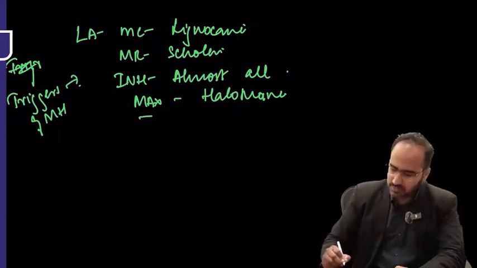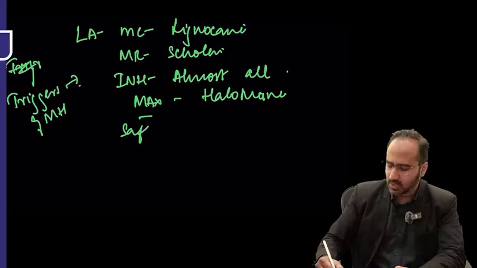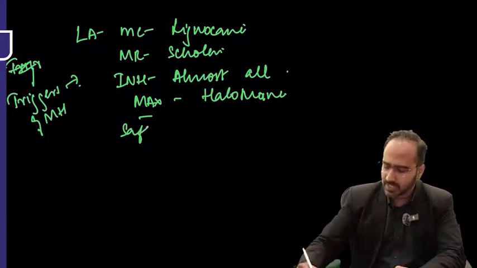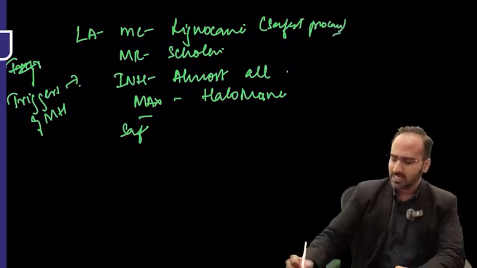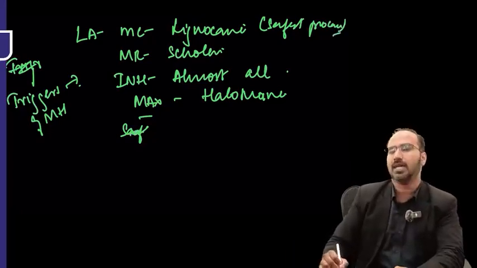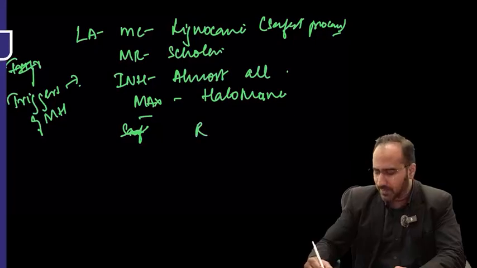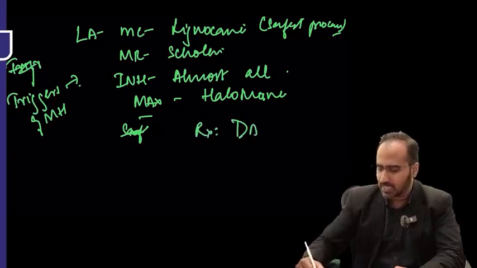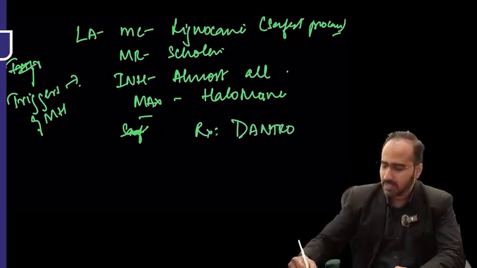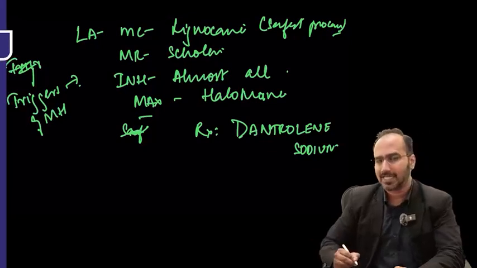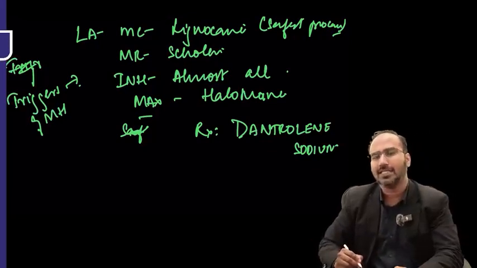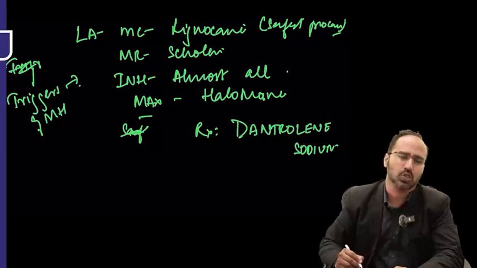Next, guys, the safest local anesthetic. Remember, the most common is lignocaine. The safest is procaine. So that was regarding malignant hyperthermia. The treatment of choice for malignant hyperthermia is dantrolene sodium. IV dantrolene sodium has to be given. That's regarding scoline and the side effects associated with scoline.